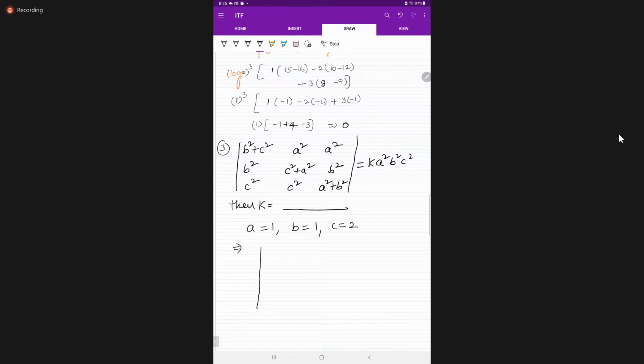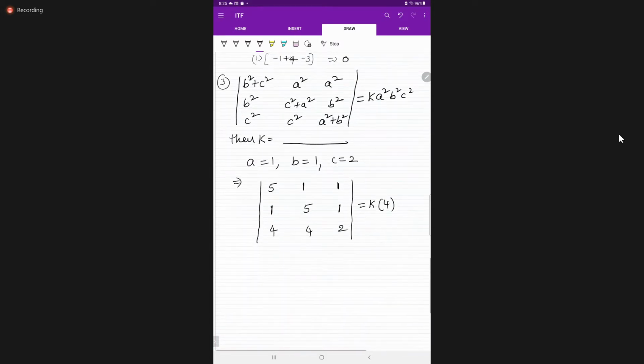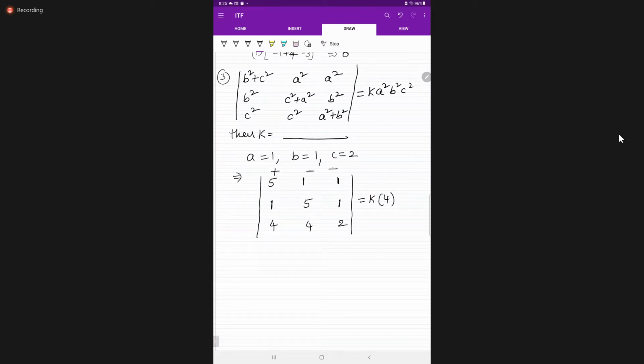b square plus c square: 1 square plus 2 square is 5, a square is 1, a square is 1. b square is 1, c square plus a square is 5, and this is 1. Next, c square is 4, 4, and a square plus b square is 2. Now this is equal to k into 1 into 1 into 2 square, which is 4. Now expand this one: plus, minus, plus.